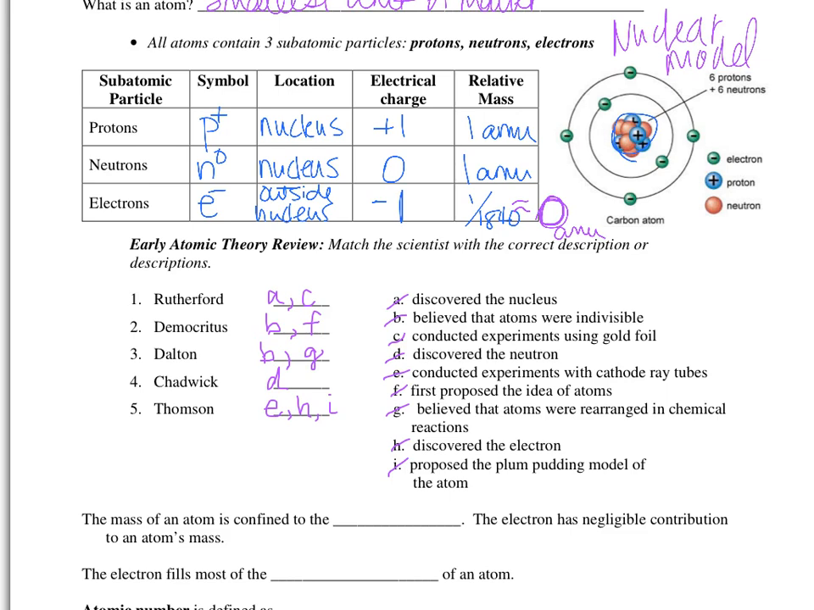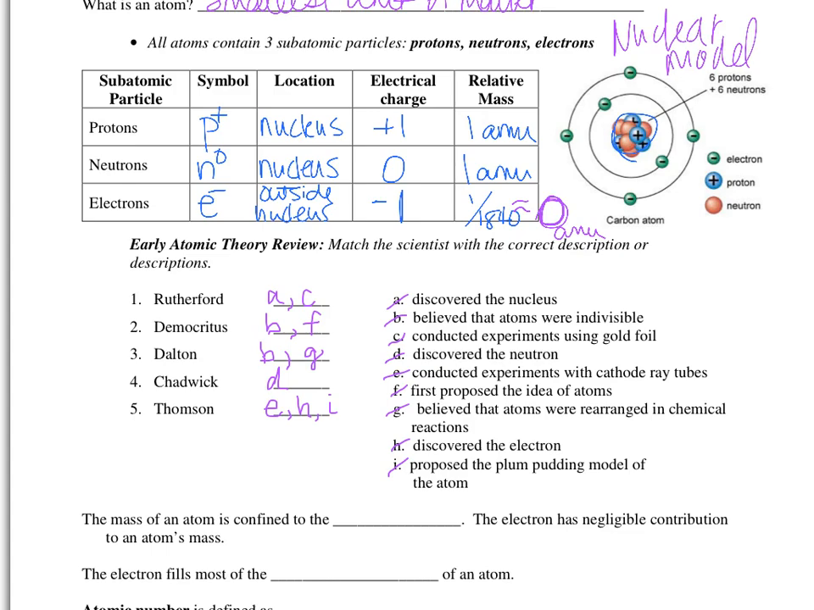They just changed how they were arranged. Then Chadwick didn't do a whole lot. Chadwick, there was no real experiment for him. He just made the observation of the discovery of the neutron. And then Thomson used cathode ray tubes to discover the electron, and then he proposed the plum pudding model of the element, or the atom, which looks like the chocolate chip cookie model.